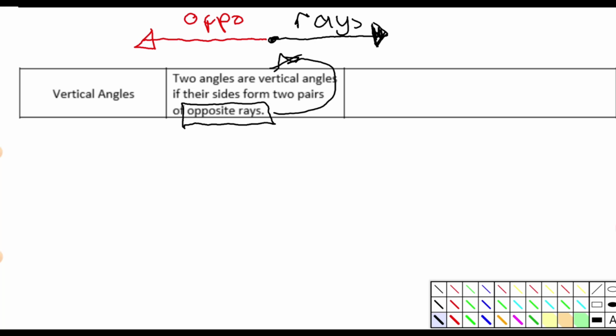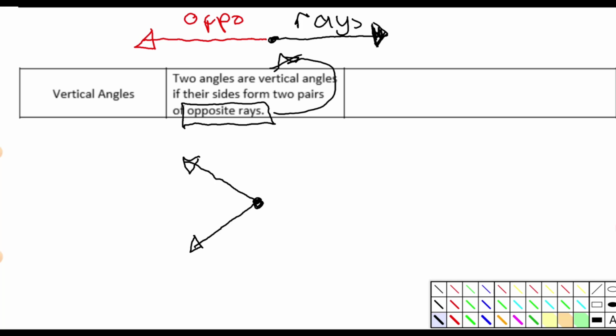Okay, so let's see if we understand that definition now. It says 2 angles, so we're going to need 2 angles. And they are vertical angles if their sides form 2 pairs of opposite rays. So let me see if we can understand this. Let me draw one angle. So here's an angle. All right, so that's an angle.